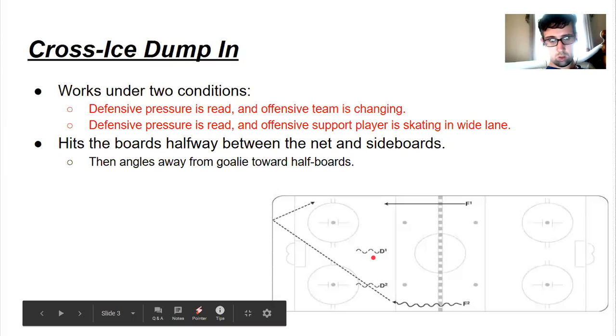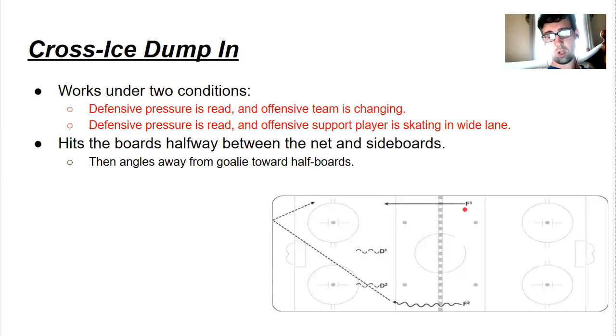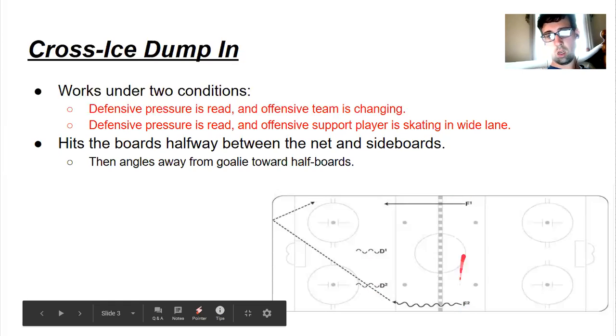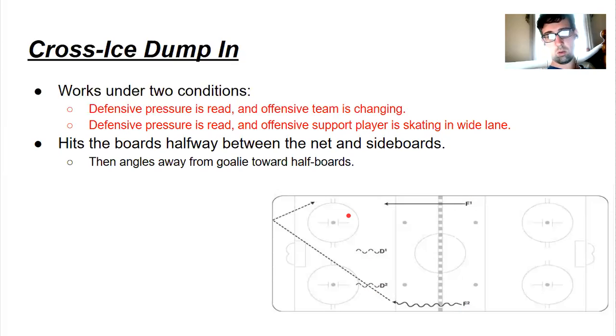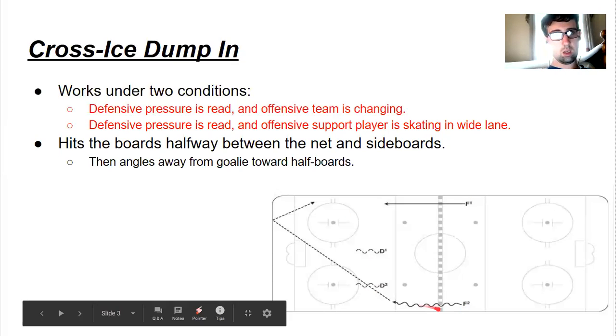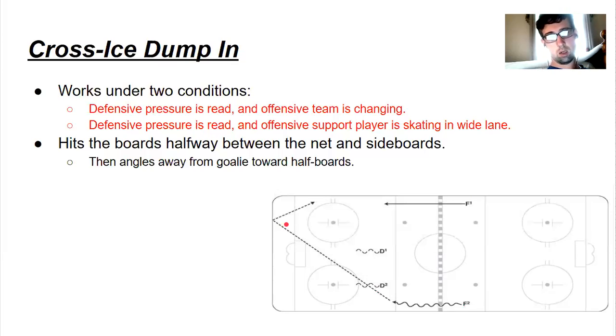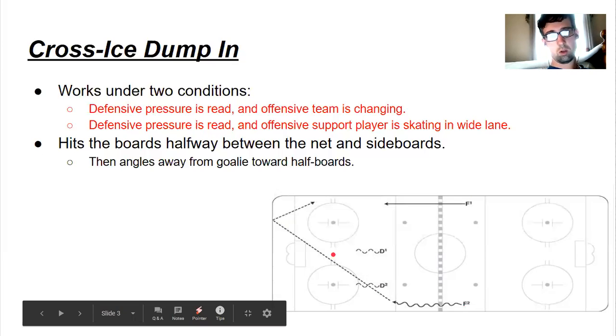Defensive pressure. Here's defensemen 2 and 1. So this is the defensive pressure right here. Here's forward 2 and forward 1, forecheck 1 and 2. And he skates to the boards halfway between the net and side boards, then angles away from the goalie toward the half boards. That's what he's doing.